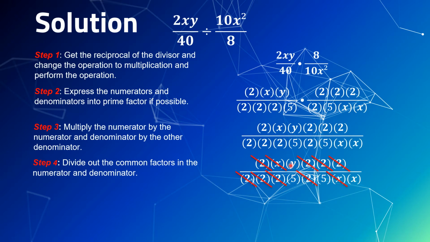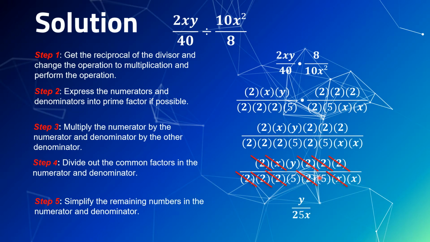The numbers that are not cancelled are y, because there is no y in the denominator; 5, there is no 5 in the numerator; and then x, there is no x in the numerator. That is why the remaining values are y all over 25x. 25x comes from 5 times 5 times x. So y is just copied since all values here are 1. So 1 times 1 times y times 1 times 1 times 1 is equal to y. And 1 times 1 times 1 times 5 times 1 times 5 times 1 times x is 25x.